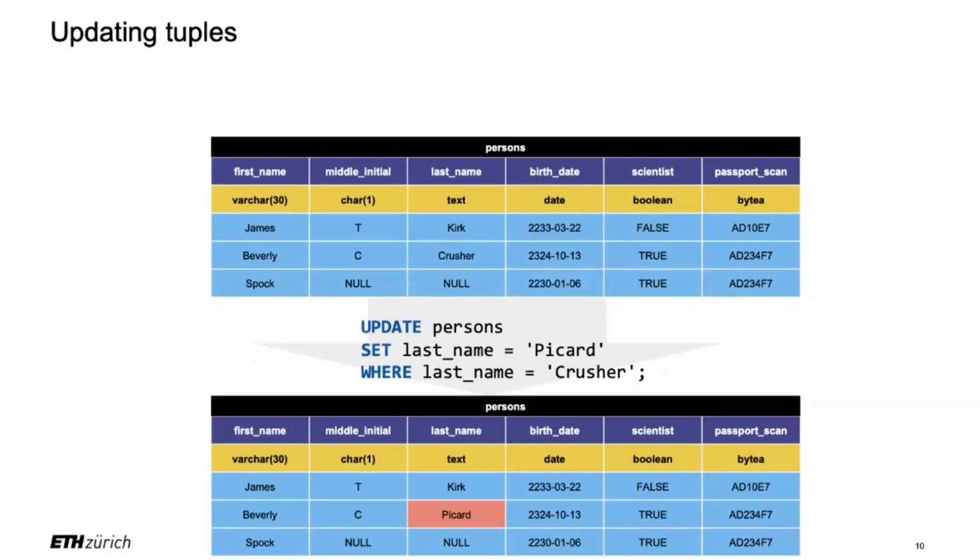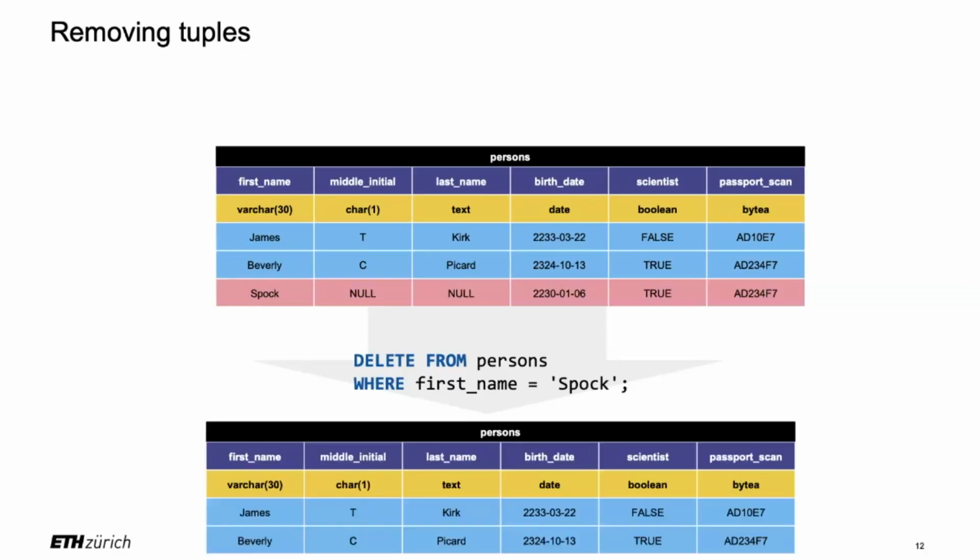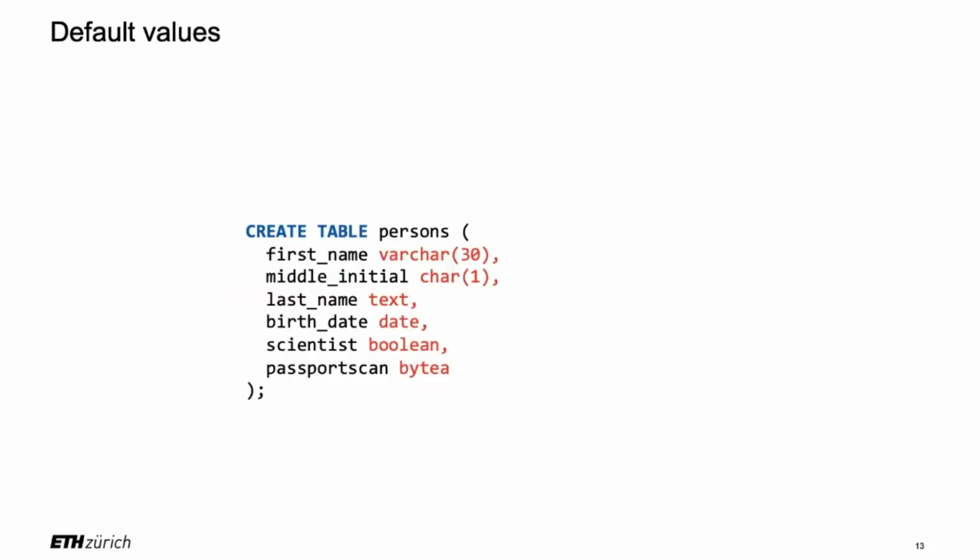Okay. You can also delete a record. What if you want to remove Spock? Then you just say delete from persons where first name equals Spock, and that removes the record, right? Now you have only 2 records left in the table. Okay, so this is again DML, right? Data manipulation, because here you're touching the data.